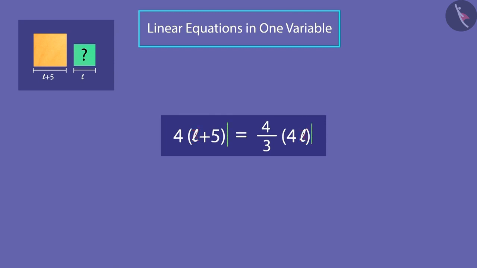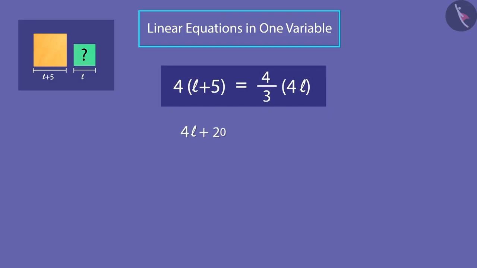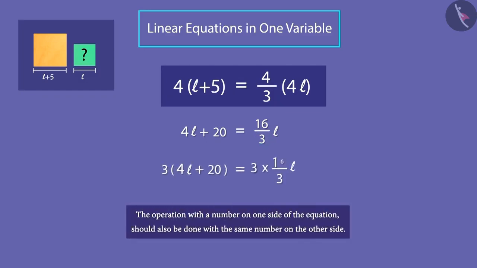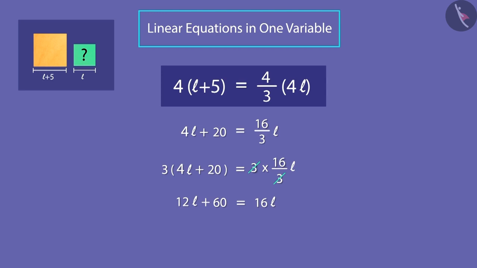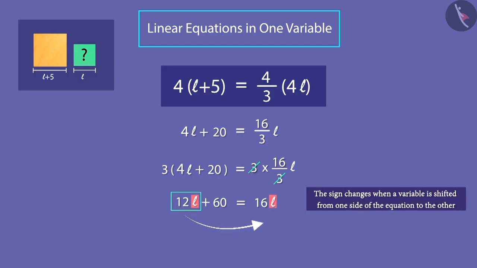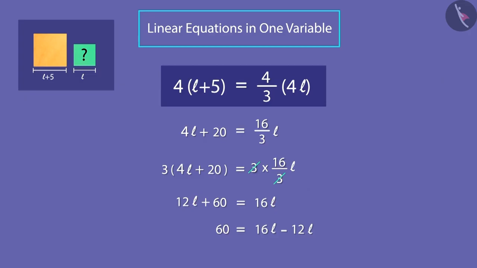Now, if we expand these brackets here, we get this equation. Now, to get rid of 3, we shall multiply both sides by 3. Since we want the variable L to be only on one side of the equation, we must shift this expression to the right-hand side. When we do that, we will have to subtract 12L from 16L.